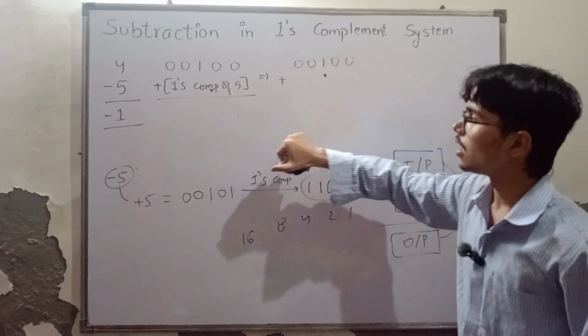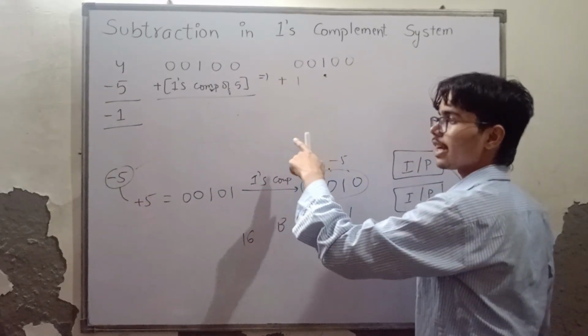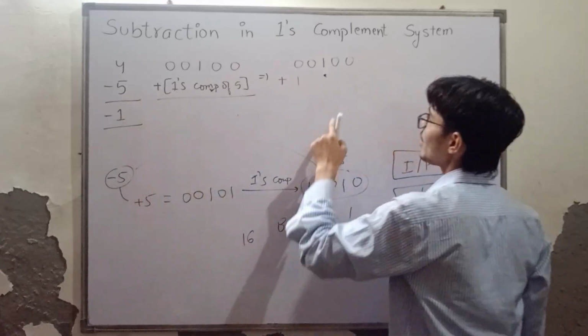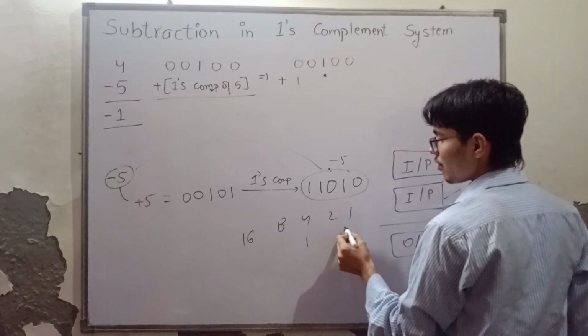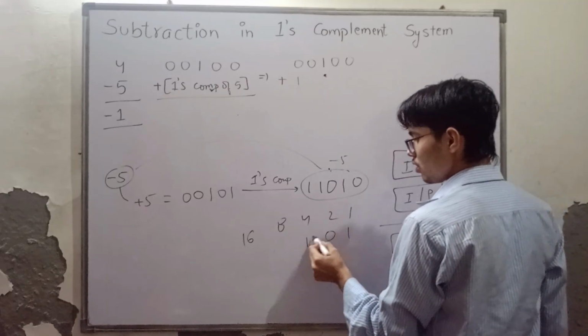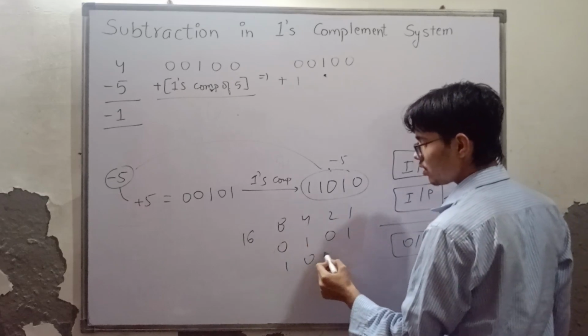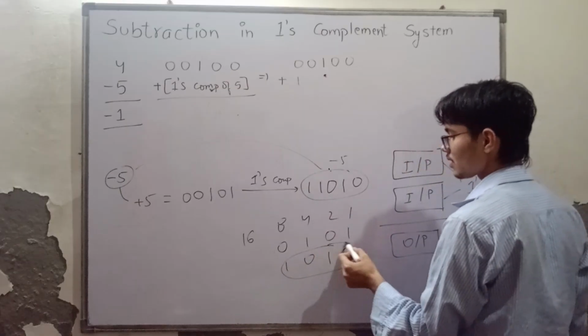How can you write directly? For this minus sign, 1 bit is there. The first bit represents the sign, minus for -1. How do you write 5 in 4 bits? 1, 1, okay, 0, 0. You have to just take the 1's complement of this number. 1, 0, 1, 0, like that. So this is our answer.